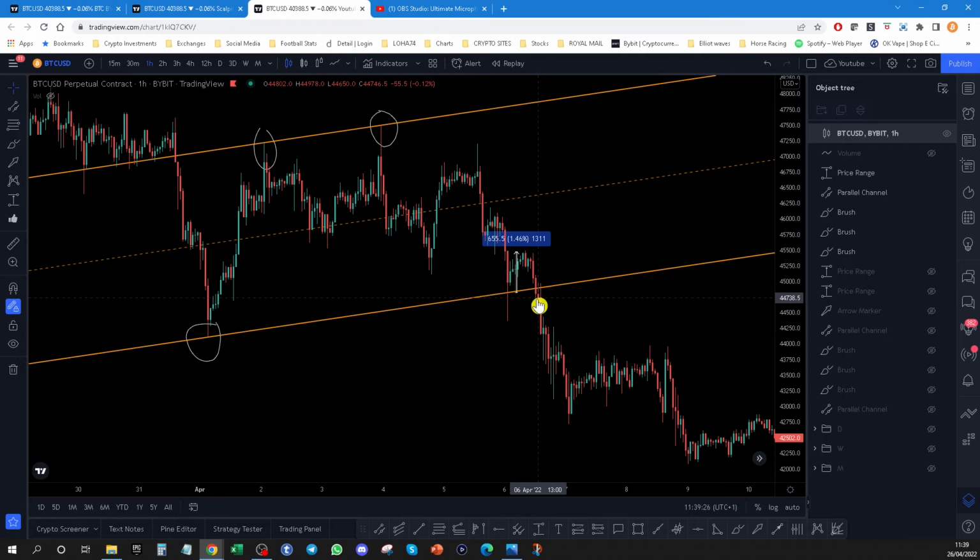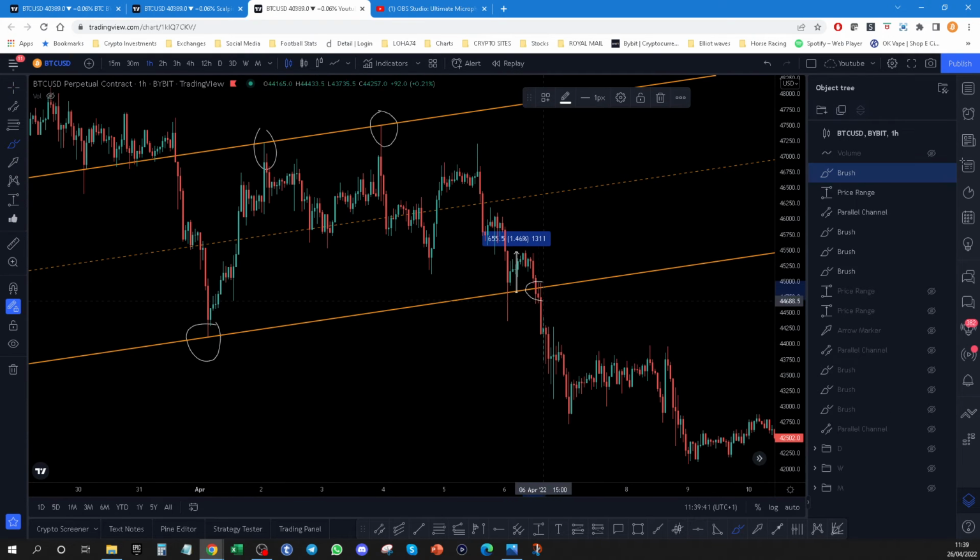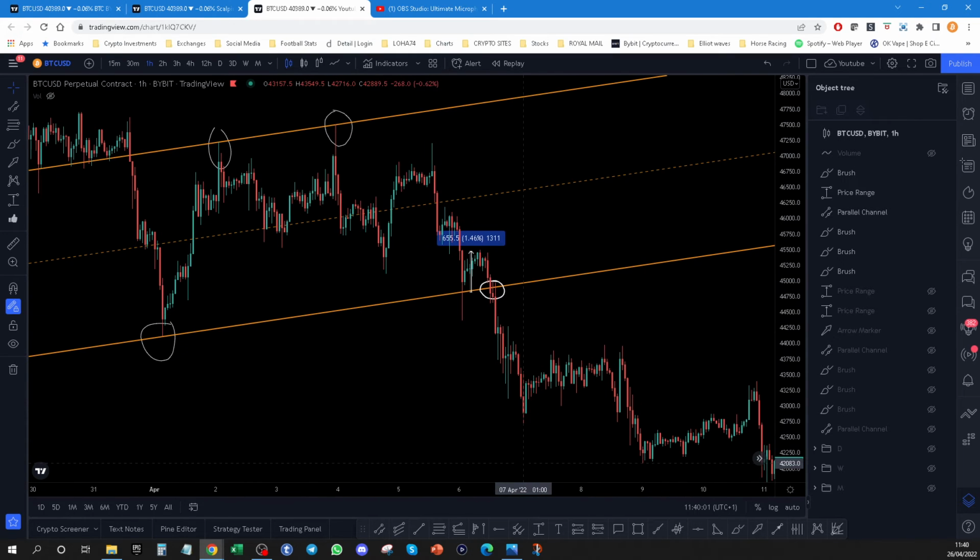We tested it again, and then we tested it. Sorry, we broke it, we tested it, then we tested it for the second time. This indicates here, right here, these lines are probably not thick enough, a bit thicker, that we broke and we managed to get back inside the channel, but closing below again, retested once, retested it twice. You could have made a short trade opportunity.